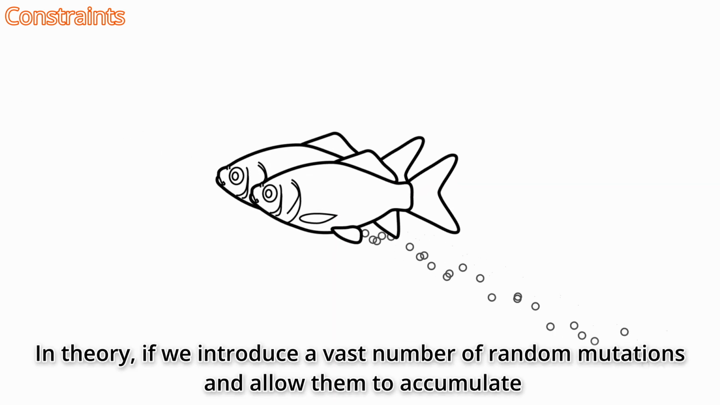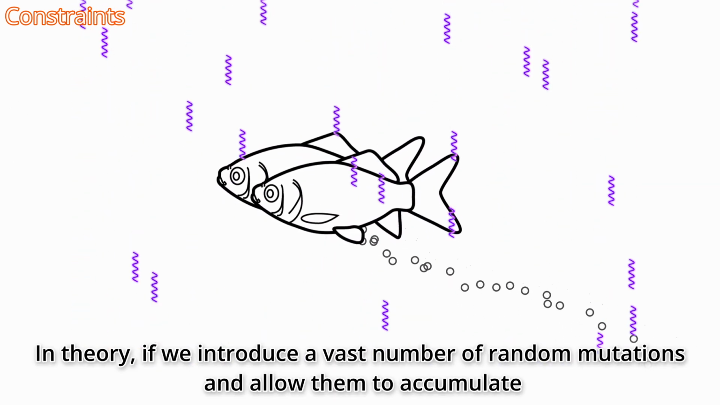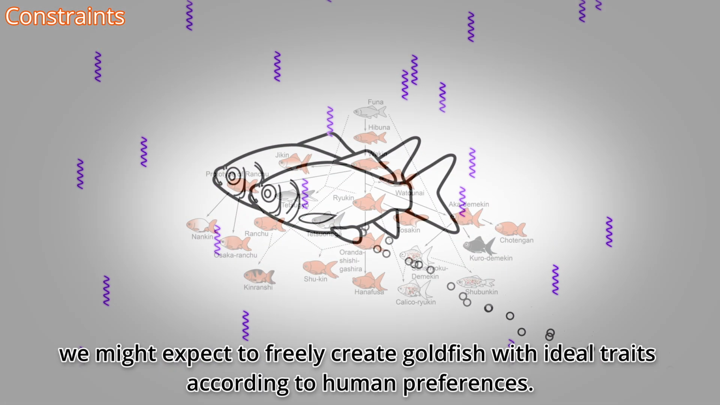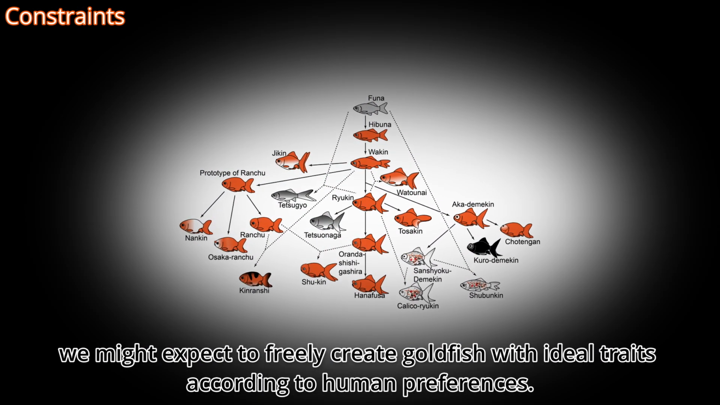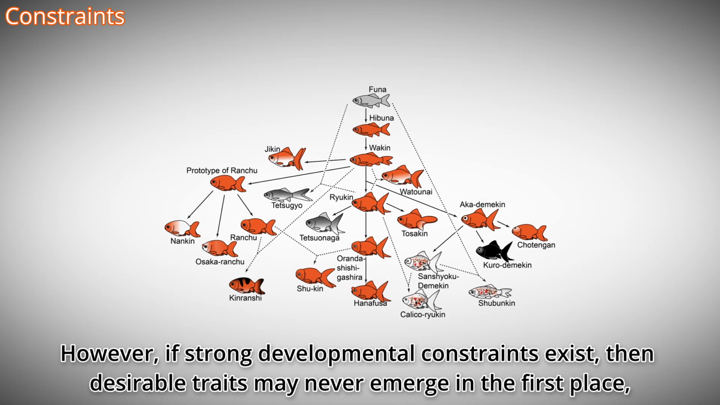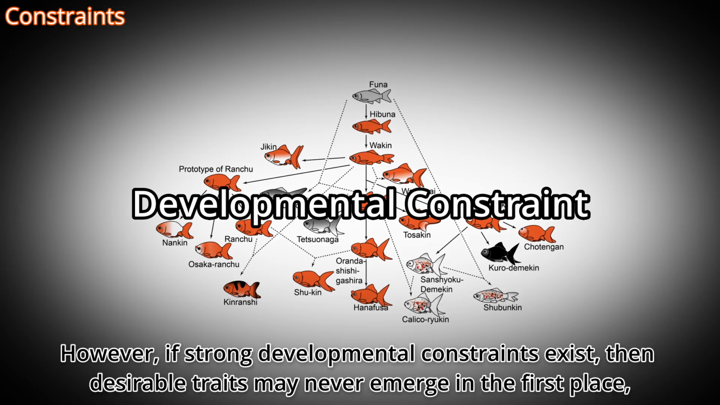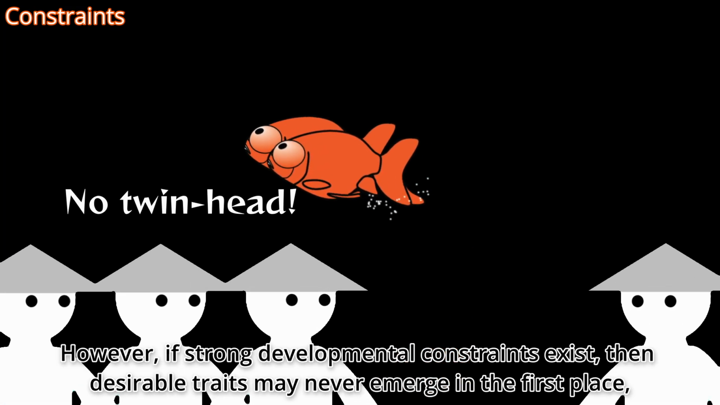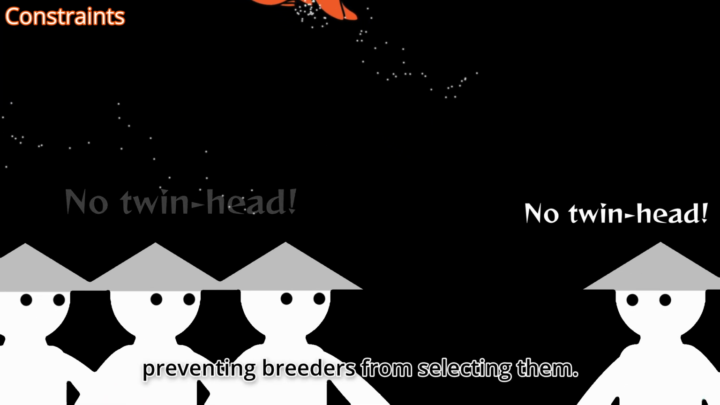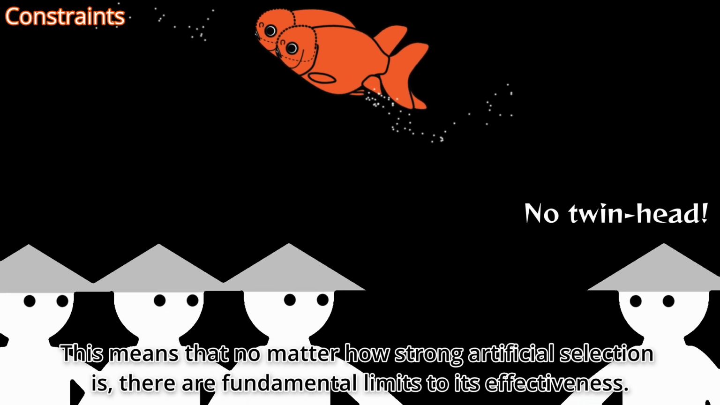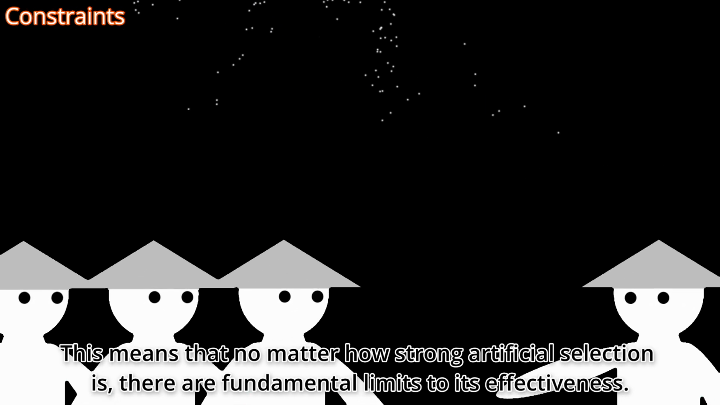In theory, if we introduce a vast number of random mutations and allow them to accumulate over a period, we might expect to freely create goldfish with ideal traits according to human preferences. However, if strong developmental constraints exist, then desirable traits may never emerge in the first place, preventing breeders from selecting them. This means that no matter how strong artificial selection is, there are fundamental limits to its effectiveness.